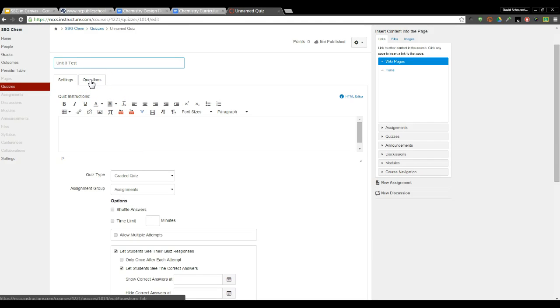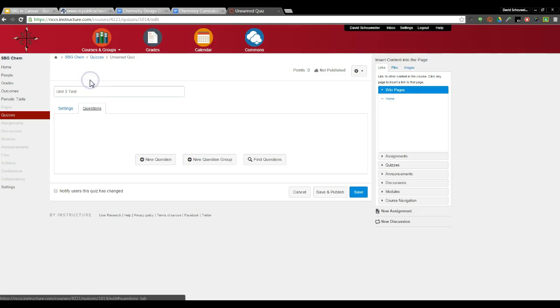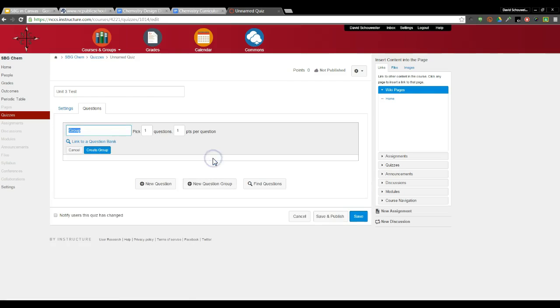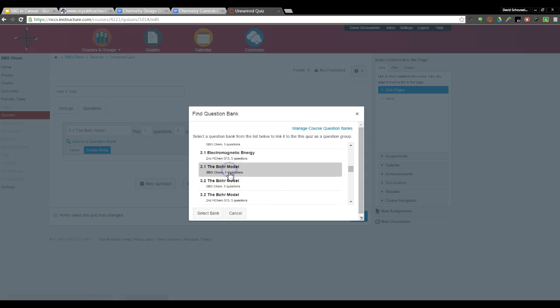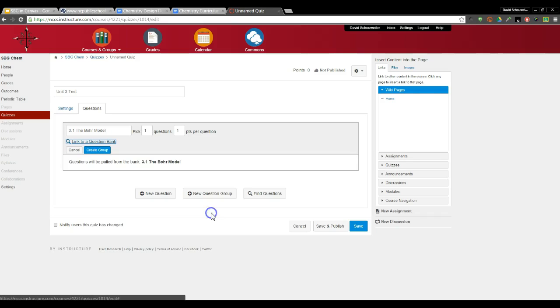But when you're ready, and once you know exactly how you want your quiz to look, you can go over to the Questions tab at the top. And I usually add a question group. Okay? And so let's call this group 3.1, the Bohr model. And I'm going to link it to the question bank that I made before. Okay? So I'm going to scroll through. I'm going to find 3.1, the Bohr model, which is what I just created. I'm going to select this bank, and let's say when my students take this test, I want it to pick 5 questions at random from that question bank.